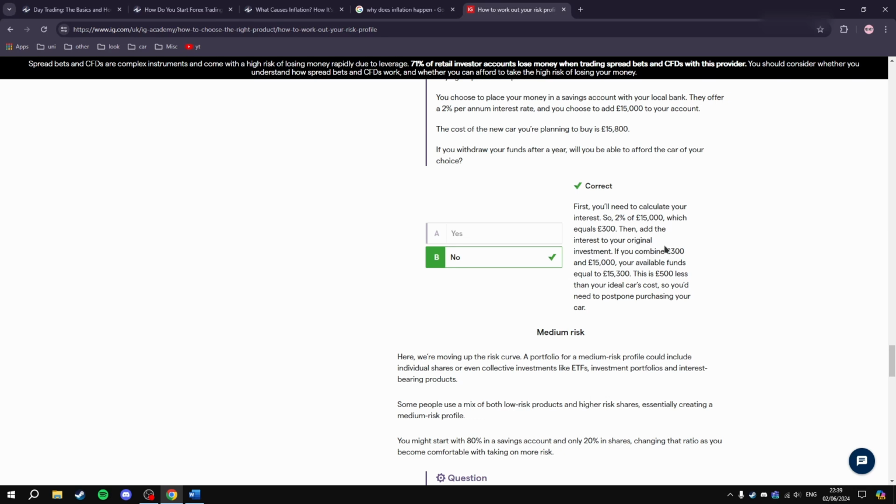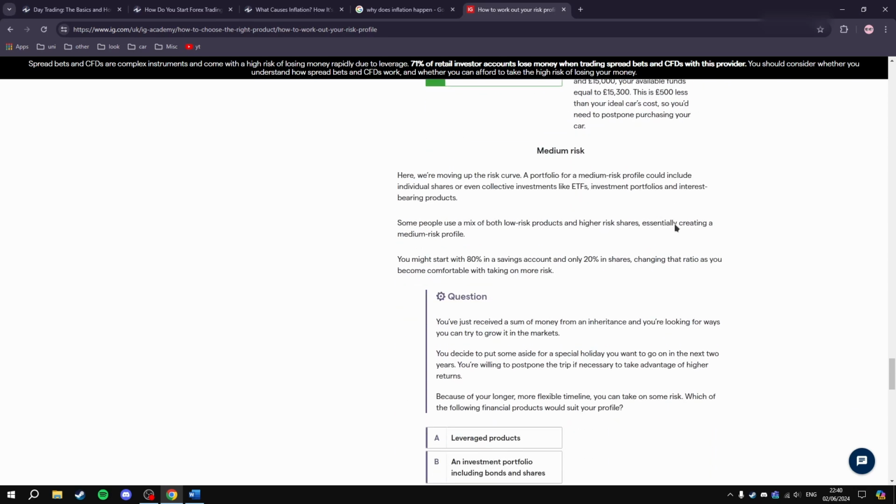First you need to calculate your interest, so 2% of 15,000, which equals 300, then add your interest to the original investment. If you combine £300 and £15,000, your available funds equal 15,300. This is £500 less than your ideal car's cost, so you need to postpone purchasing your car.